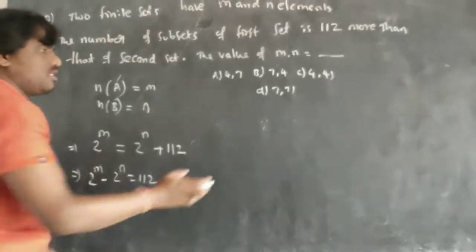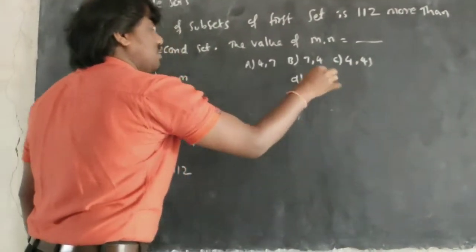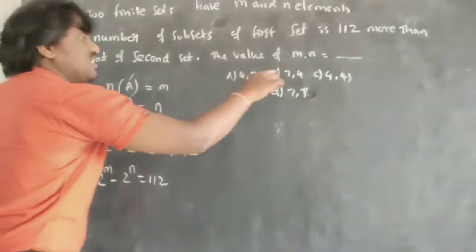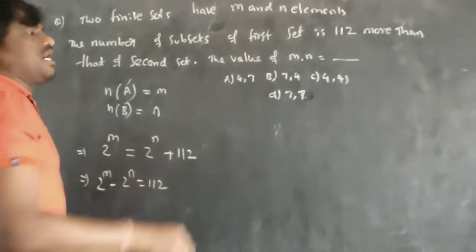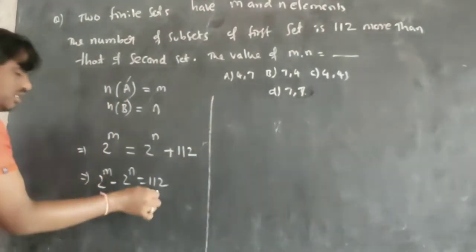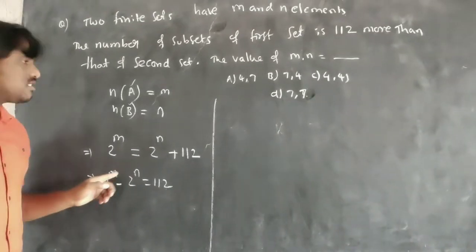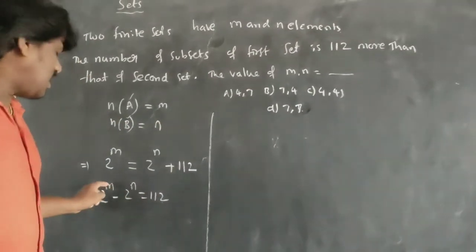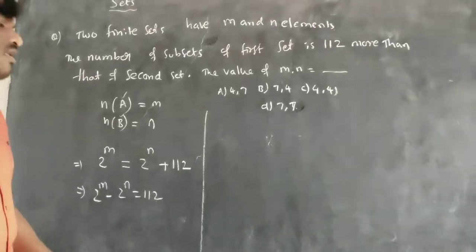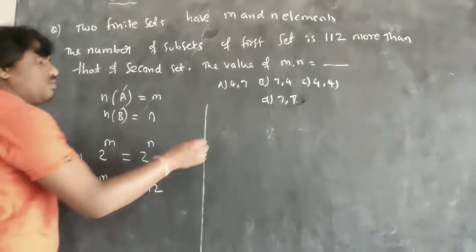Just substitute these values in this. Whichever is satisfying this will be your answer. If you don't want to do it this way, the simplest way is to substitute these options in this and find the values of m and n. If you don't want to do it this way, you have to do it another way.